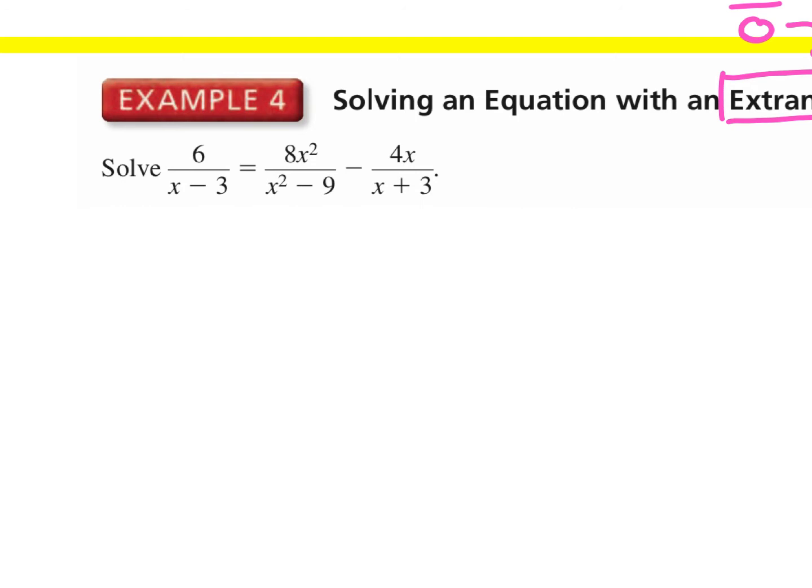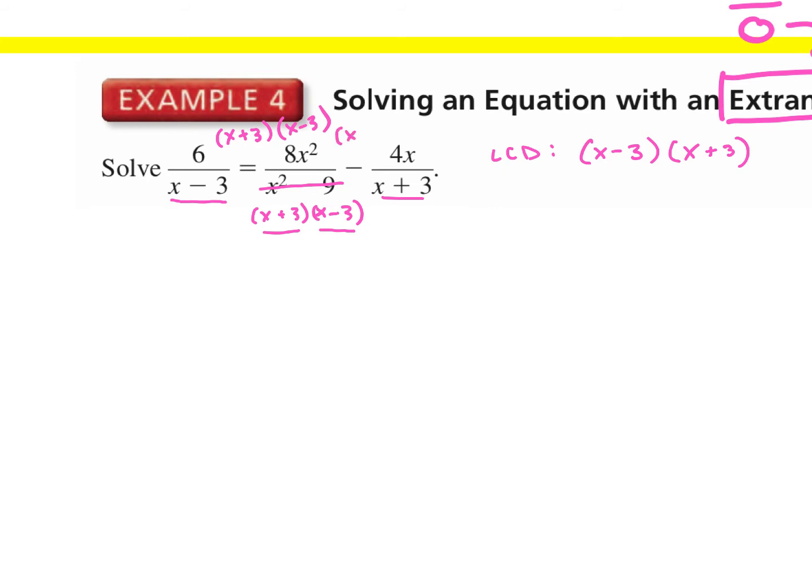So for this one, we want to factor anything in our denominator that we can so we can find our least common denominator. Here, this factors into x plus 3, x minus 3. For our least common denominator, we have an x minus 3 here and one here also, so we only need to list one of them, x minus 3. And we have an x plus 3 here and one here also, so we only list one: x plus 3 and x minus 3. So we want to multiply everything by x plus 3, x minus 3.